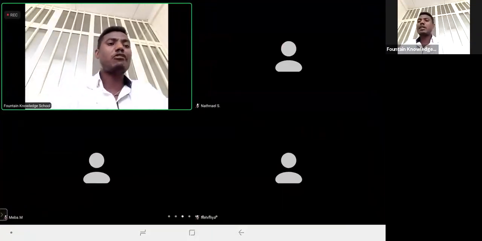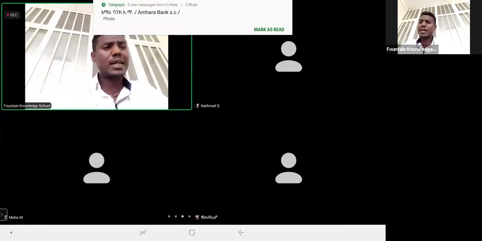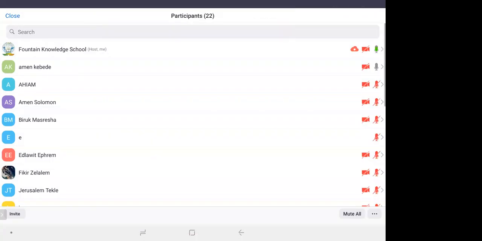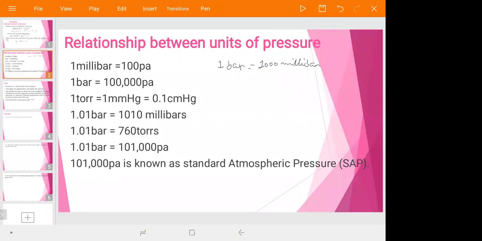Depending on this relation, we can change from one unit to another. One torr is equal to 1 millimeter of mercury. When you change 1 millimeter into centimeter, you will get 0.1 centimeter. Mercury is mercury, no problem. Therefore, 1 millimeter of mercury is equal to 0.1 centimeter of mercury. This 0.1 comes from the relationship we have seen in the units of length.